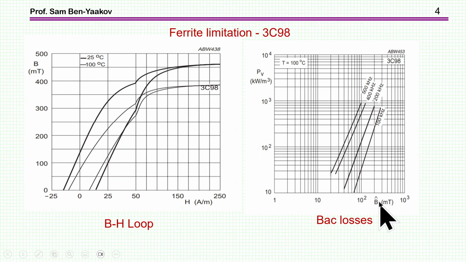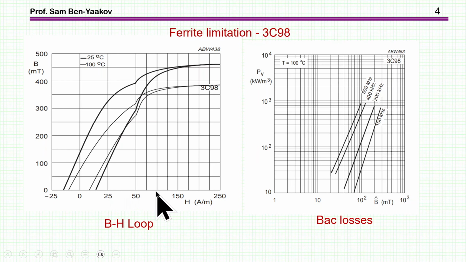This is the reason. However, there is a problem here in that there are some limitations to the magnetic flux density. Now, for this material, 3C98 of Ferroxcube, the saturation is around 300 to 400 millitesla. And this is a function of the magnetic field, which is related to the current.